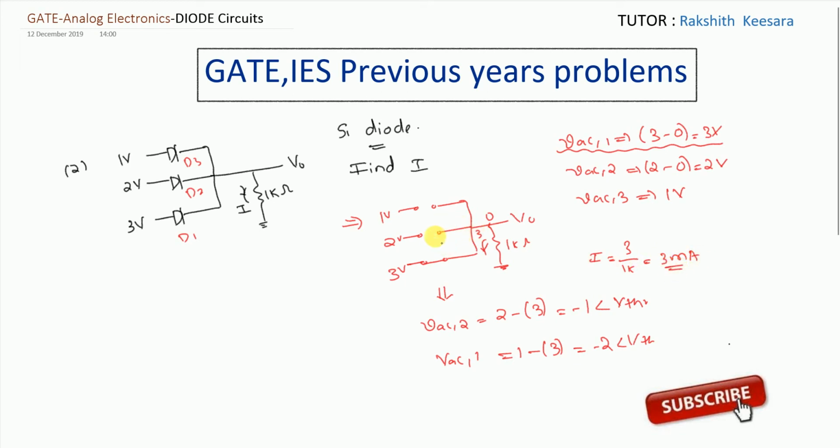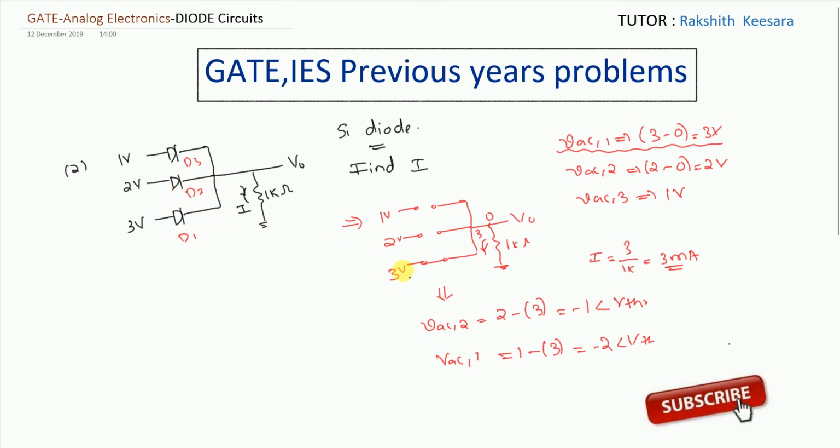But you should know the concept. What is the concept? Open circuit all the diodes, find out the VAC across each diode. The diode which is having the more VAC, turn that diode on first. After turning that diode on, check the voltages across the others again. We are turning the diode D1 on. After turning D1 on, check the voltages across D2 and D3 again. If the voltages are greater than threshold voltage, turn that on. If they are less than threshold voltage, turn the diodes off.